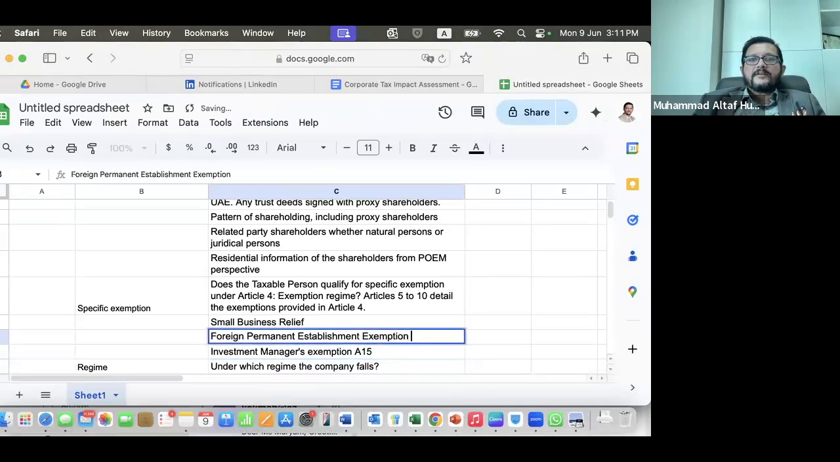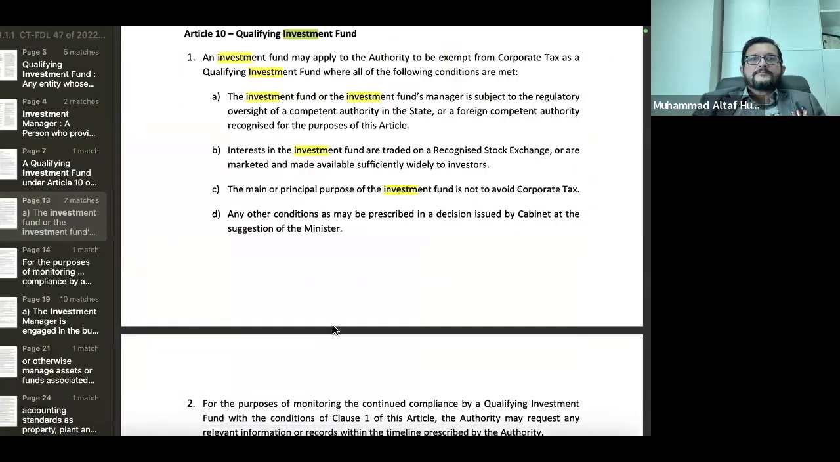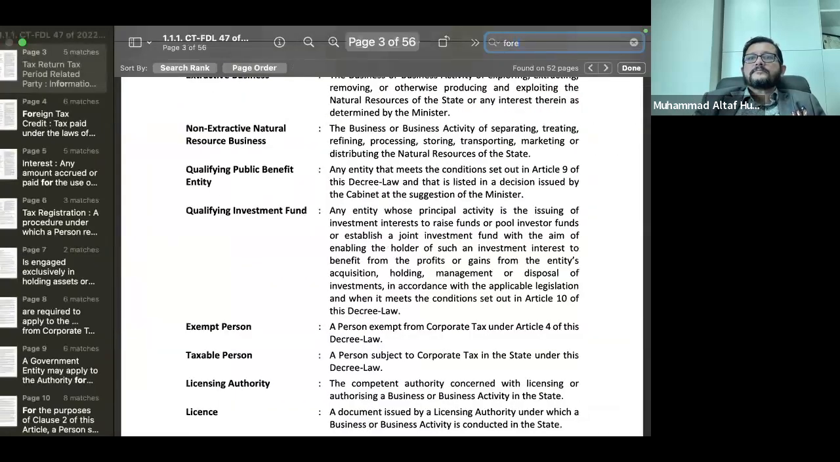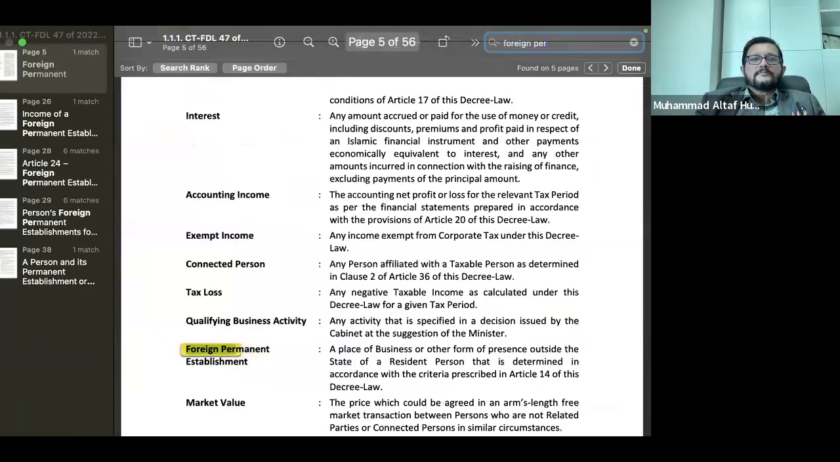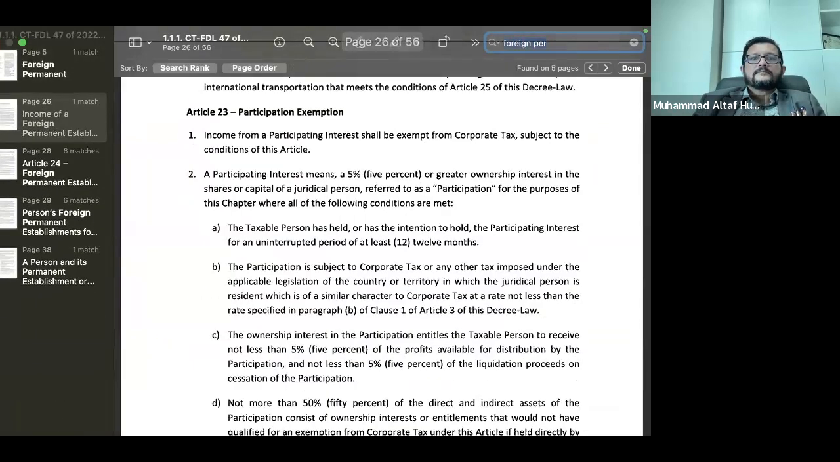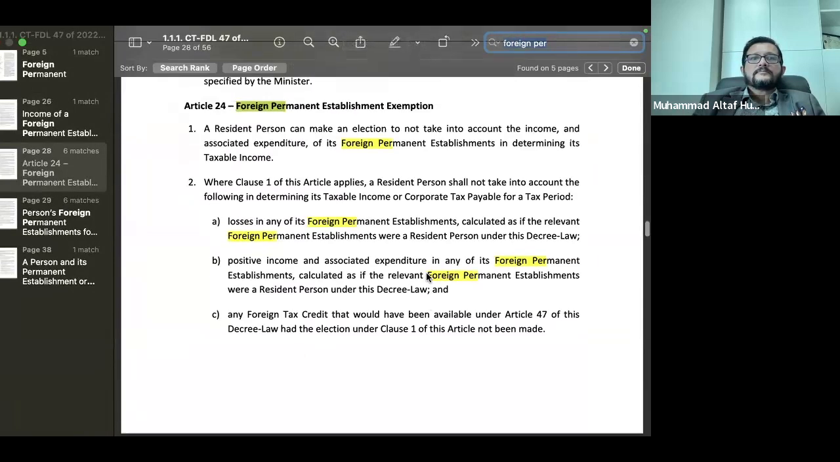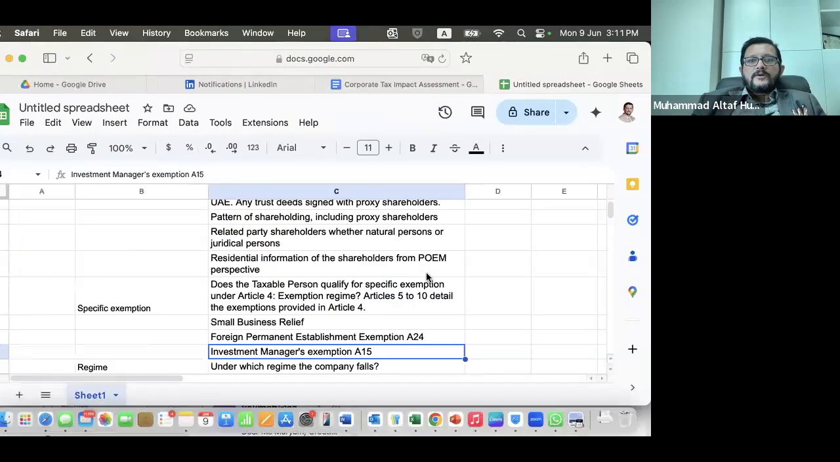For FPE, it is Article 21, I think. Foreign permanent establishment, right? 24, yes. Article 24. Are you sure? Yes, 24. So Article 24 is the foreign permanent establishment exemption. Small business relief, what article? 21. Article 21.